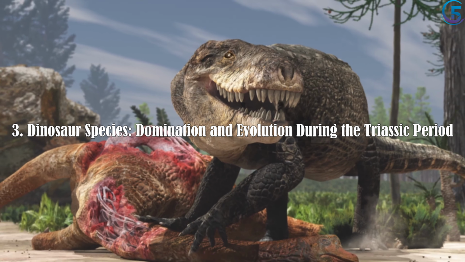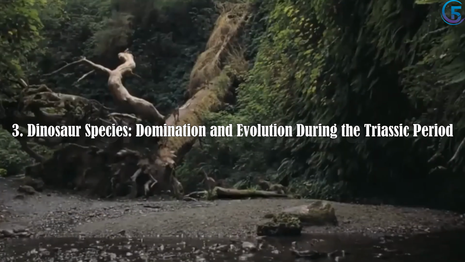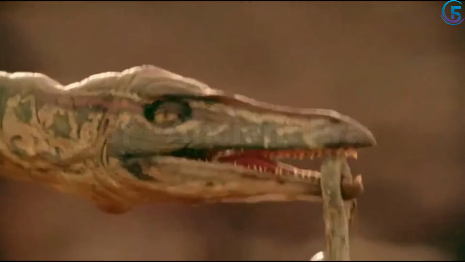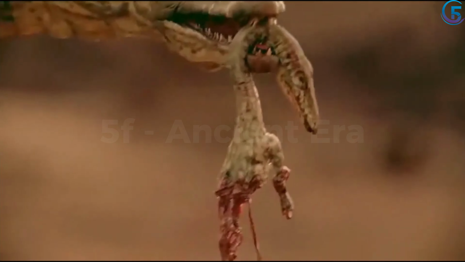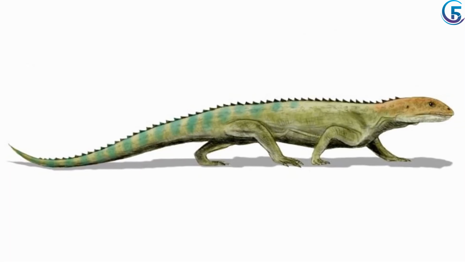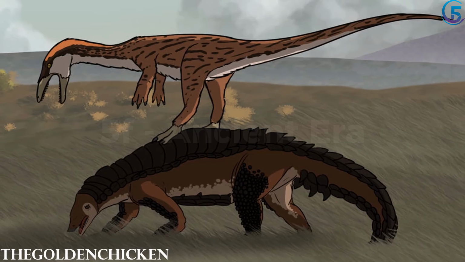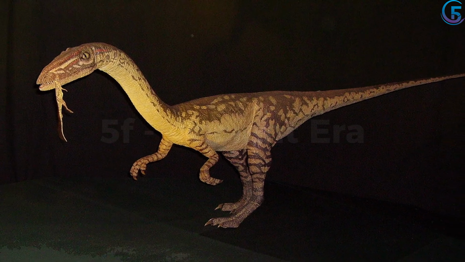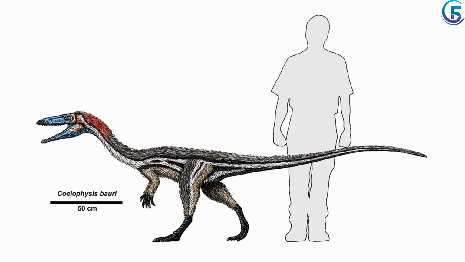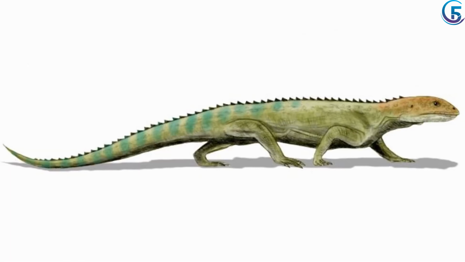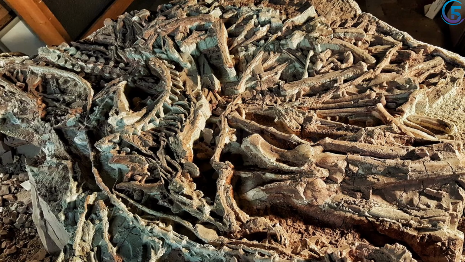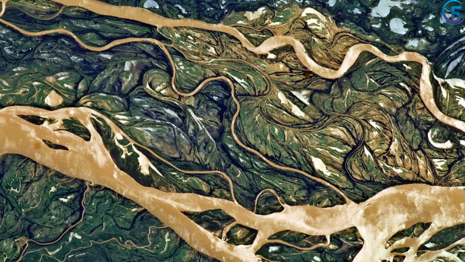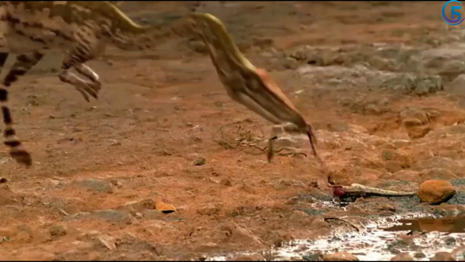3. Dinosaur species, domination and evolution during the Triassic period. Early dinosaur species, ecological characteristics and classification. The late Triassic period witnessed the emergence of some of the earliest dinosaur species, marking the beginning of their evolutionary journey. Among the first were prosauropods, early herbivores that would later give rise to the massive sauropods of the Jurassic period. These dinosaurs, such as Plateosaurus, were characterized by long necks, robust bodies, and relatively large sizes compared to their contemporaries. Their physical traits allowed them to access vegetation in diverse habitats, from low shrubs to taller trees, giving them a competitive edge in feeding.